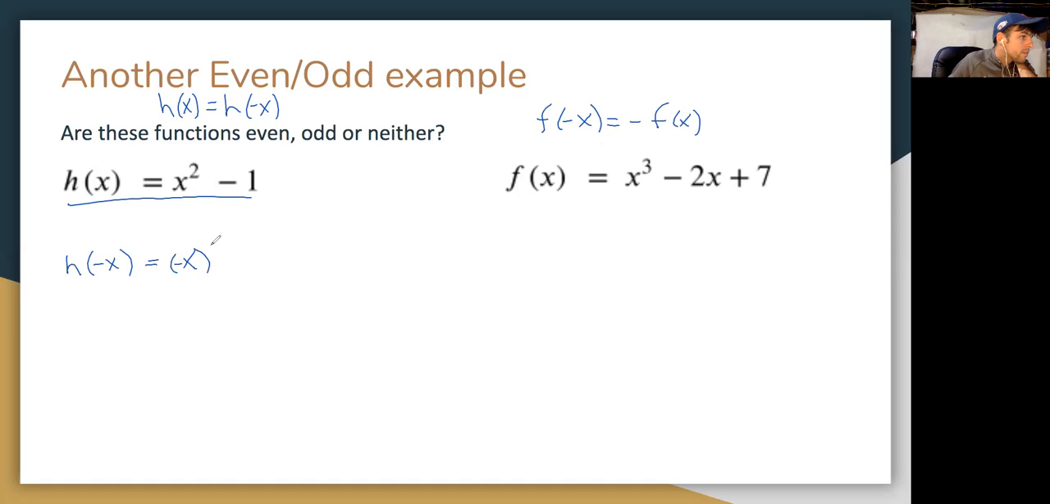Negative x squared minus 1. So negative x squared means negative x times negative x. A negative times a negative is positive, so h of negative x is really just x squared minus 1. But now we can see that these two things are the same, that h of x is the same thing as h of negative x. So this function is even.